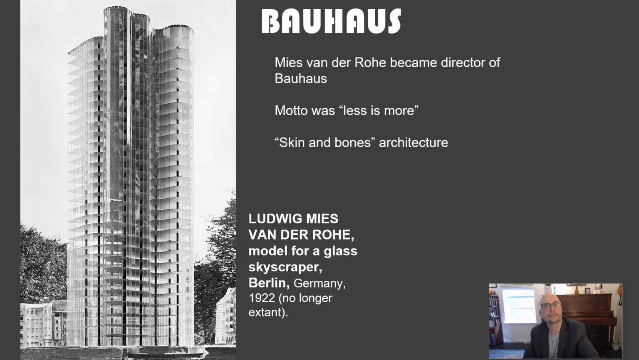This is sometimes referred to as skin and bones architecture, where, used to, if you built a building, the framing was hidden and covered up. You put drywall over it or whatever. But for him, you celebrate the structure. We have a steel skeleton. Let's show off that steel skeleton. Skin and bones architecture. Mies van der Rohe is going to become incredibly influential, one of the most influential architects of all time, with this modernist skyscraper that he is really starting to mess around with.